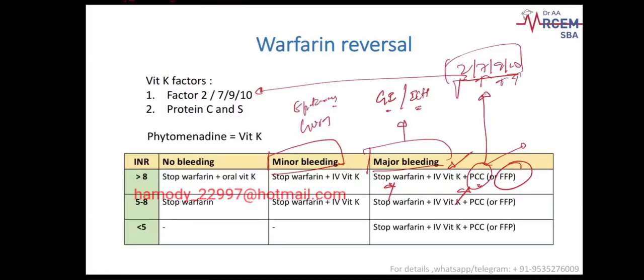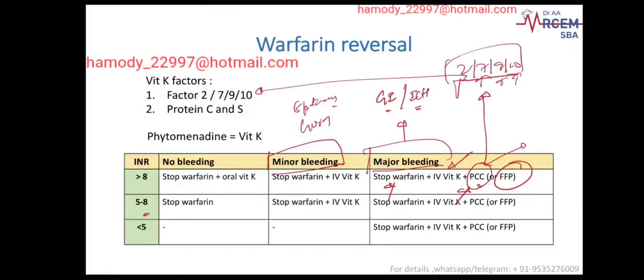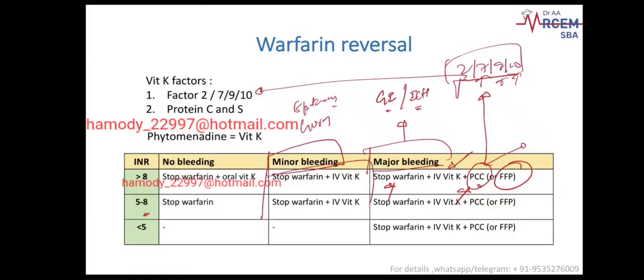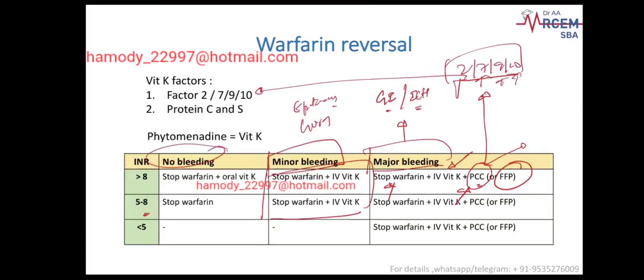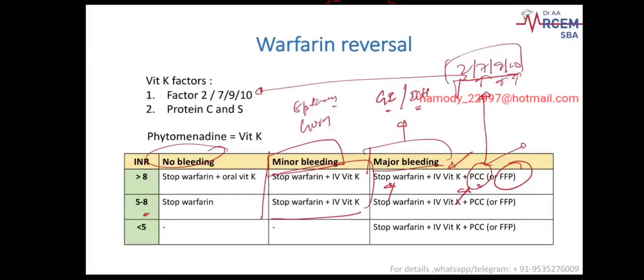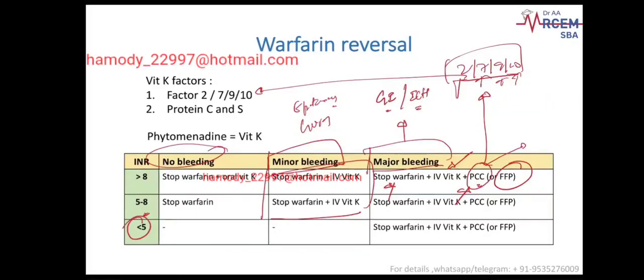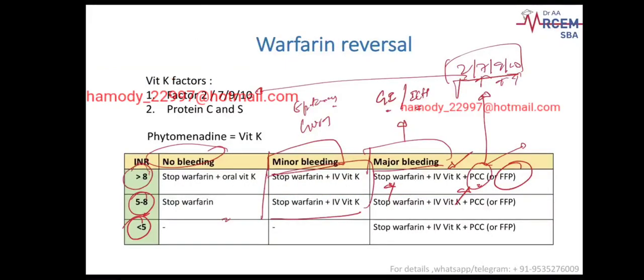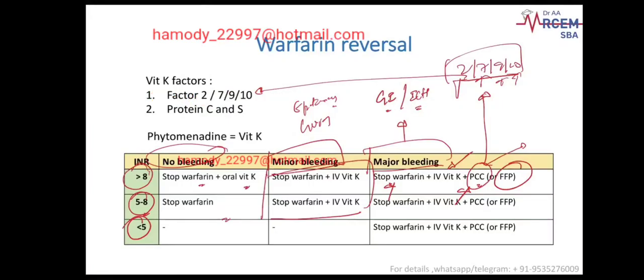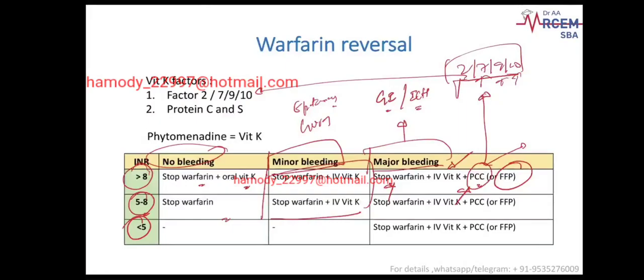If there is a minor bleeding and the INR is above 5, then you just stop the warfarin and give IV vitamin K. Doesn't matter how far above 5 the INR is. If there is no bleeding and you just got the INR levels as a routine: if it is less than 5, do not do anything. If it is between 5 and 8, stop the warfarin till it comes back to the therapeutic range. If it is more than 8, you stop the warfarin and give oral vitamin K. There is no bleeding, that's why you are just giving oral vitamin K.